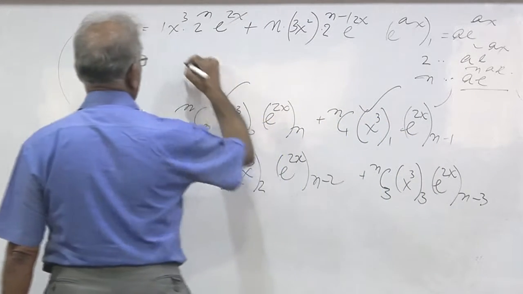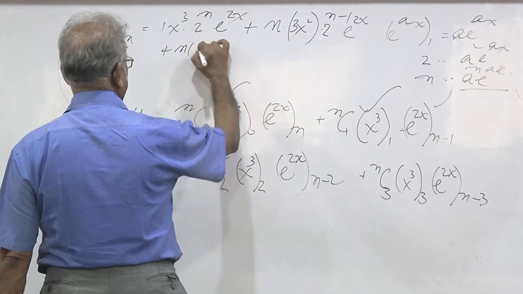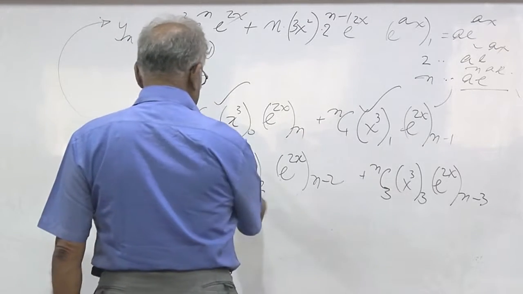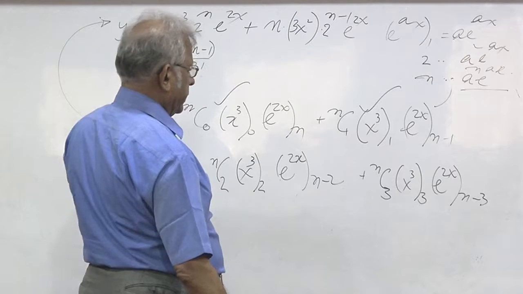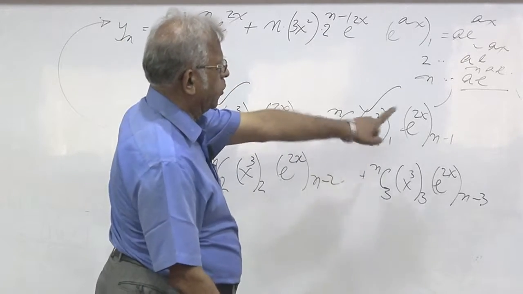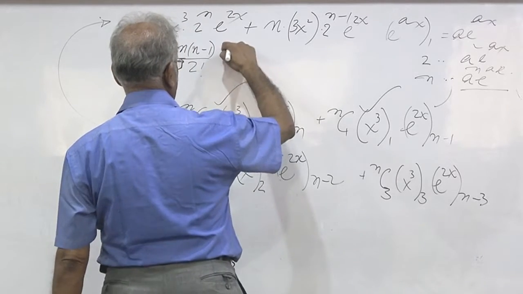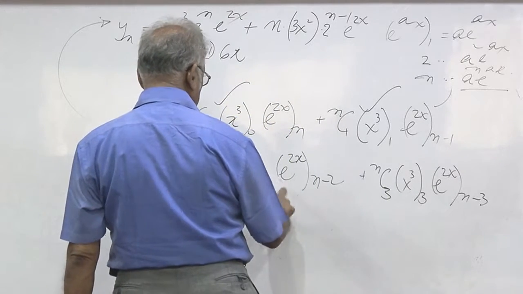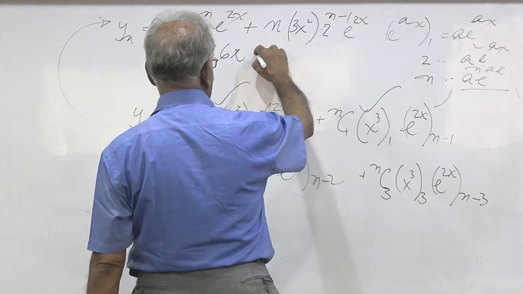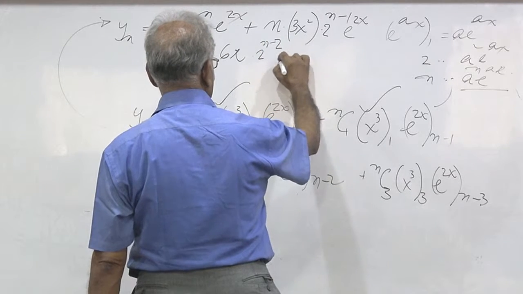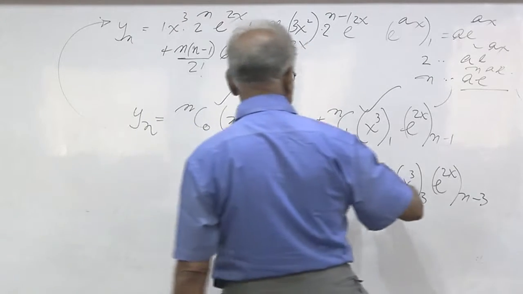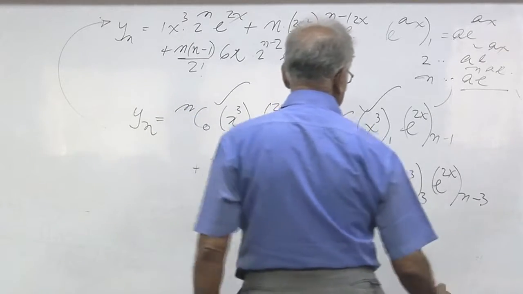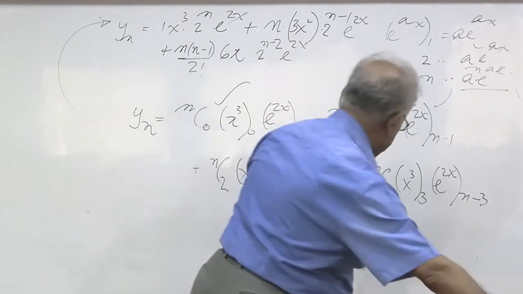Next one is this one, nC2, that is n(n minus 1) by factorial 2, x cubed differentiated twice means 3x squared differentiated once more, that is 6x. And e to the power of 2x, so that will be 2 to the power of n minus 2, again e to the power of 2x. So 1, 2, 3 terms tackled. Last term is this one, so we'll rub out these three and just dwell on this part.